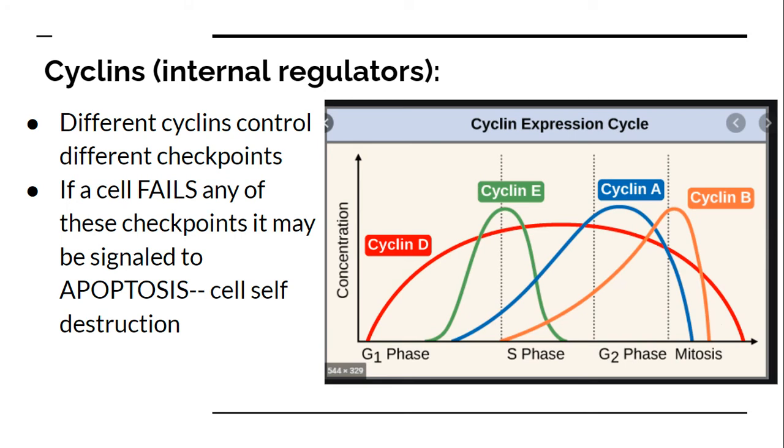Apoptosis is a series of steps that causes the cell to self-destruct. So if you've ever watched any kind of sci-fi movies and the captain of the ship's like, we're going to self-destruct the ship, that's kind of what happens in apoptosis. Because there is damage, because there is an error in the cell, and you don't want that cell error to be replicated, the cell is instructed to self-destruct.